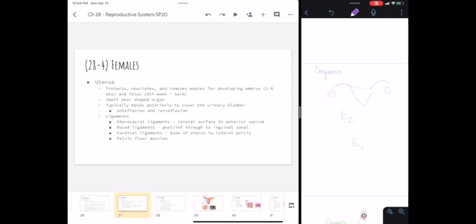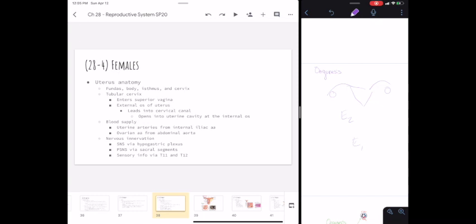The cardinal ligaments, you can't really even see them with the naked eye, but the pelvic floor muscles are really important because they help stabilize the inferior structures of the uterus. That includes the vagina and the cervix. And so it's really important to practice pelvic floor exercises to help stabilize all of the structures inferiorly.